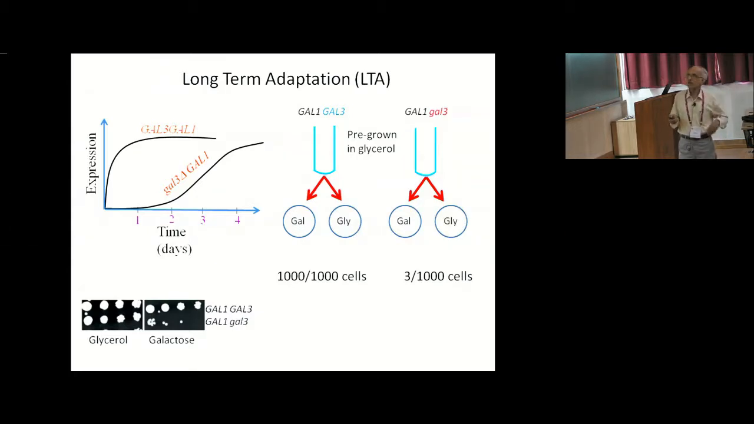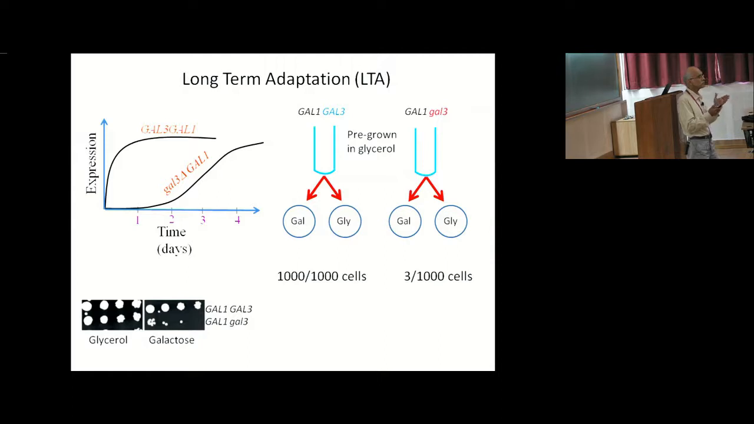In other words, if I inoculate 1,000 cells of wild type, all 1,000 cells will respond immediately. Whereas if I inoculate 1,000 cells of Gal3 mutant, I'm actually inoculating 3 cells. So 3 cells will become 6, 6 will become 12, then 24. That takes a long period of time. That is the reason why we get long-term adaptation based on this experimental evidence. But this is phenomenological evidence.